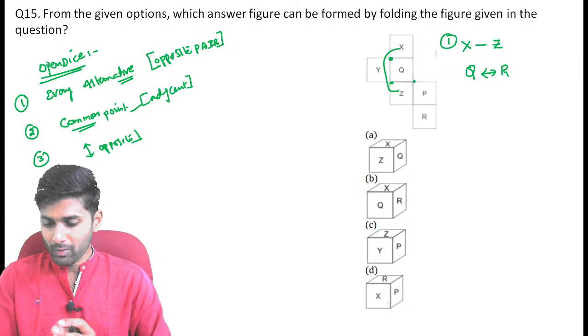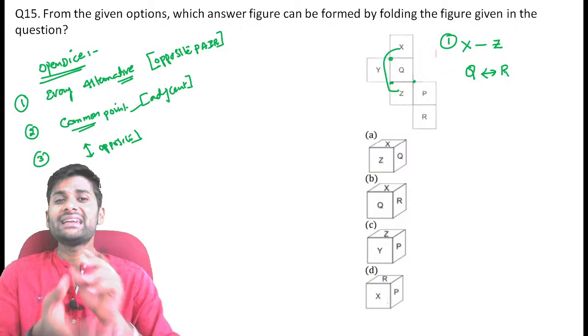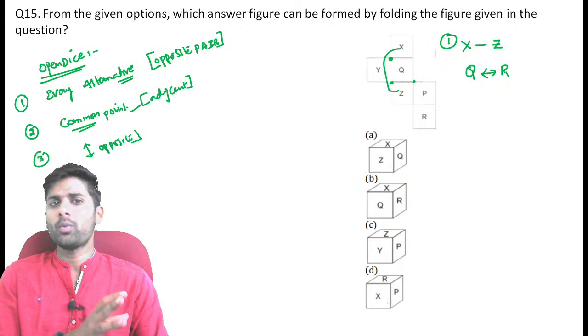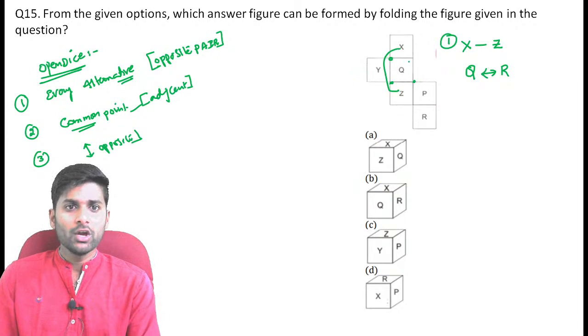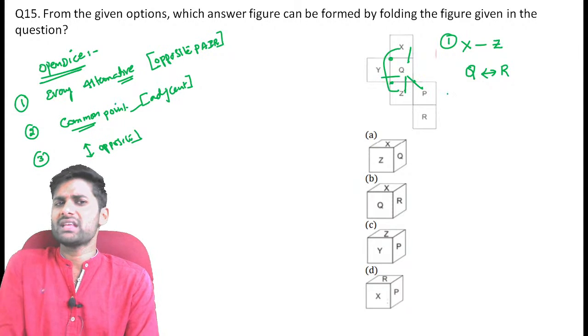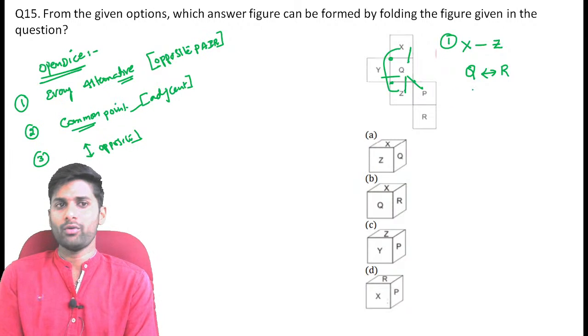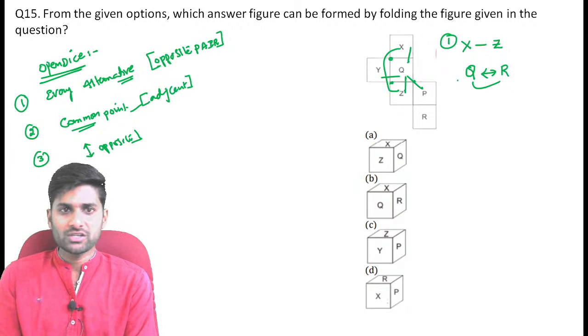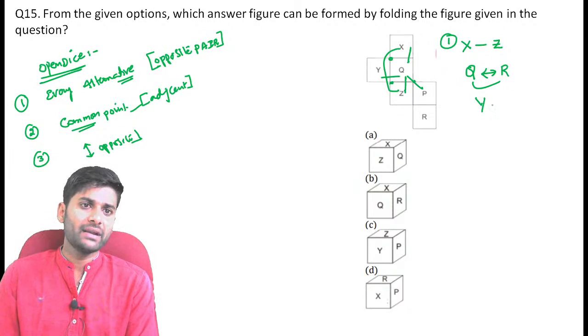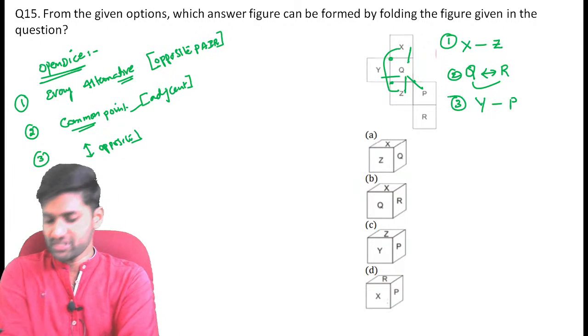If you have any common point, it is never opposite. It is always adjacent. It means Q and X are adjacent, Q and Y adjacent, Q and Z adjacent, Q and P adjacent. Then what is remaining? We are left with only one alphabet. Q and R are an opposite pair. Then we are left with only one pair, Y and P. Y and P is the opposite pair.